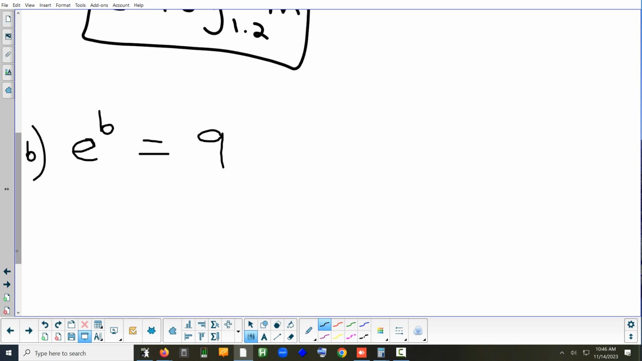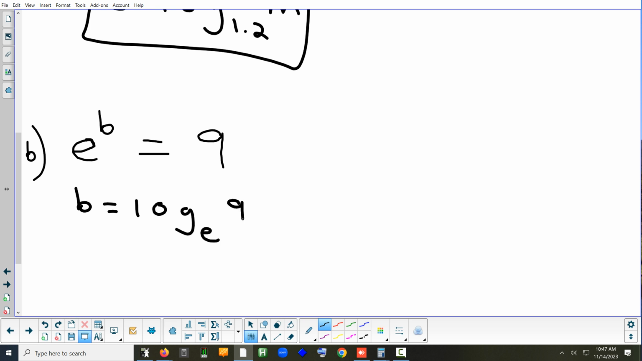All right, let's do this one. Change it to log. What's the first thing we should write down? Log. Write down the word log. Okay. What's your base going to be? E. Logarithm always equals what kind of number? Exponent. And what's my exponent in this case? B. And the only thing I have left is the 9. And what's that called? The argument.